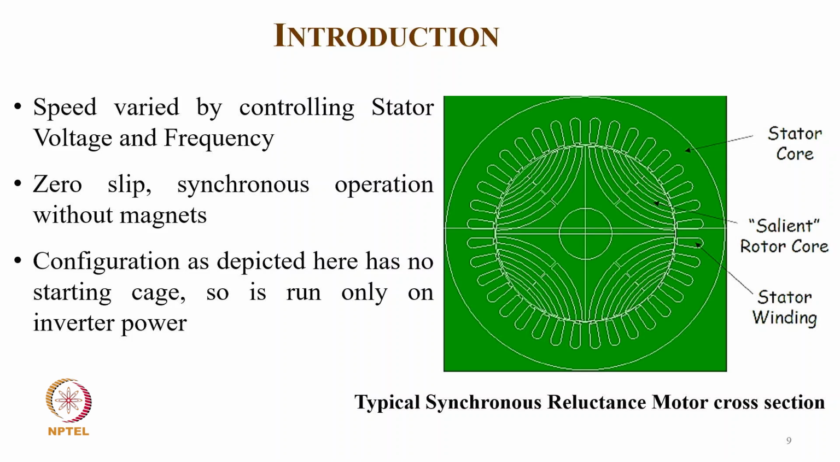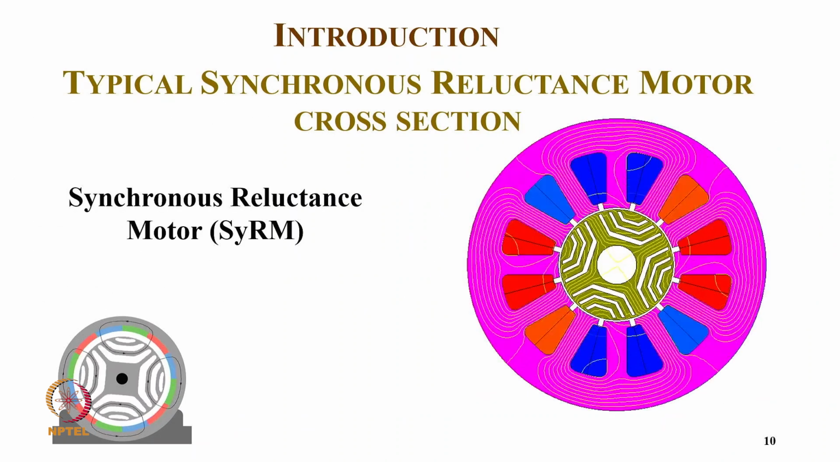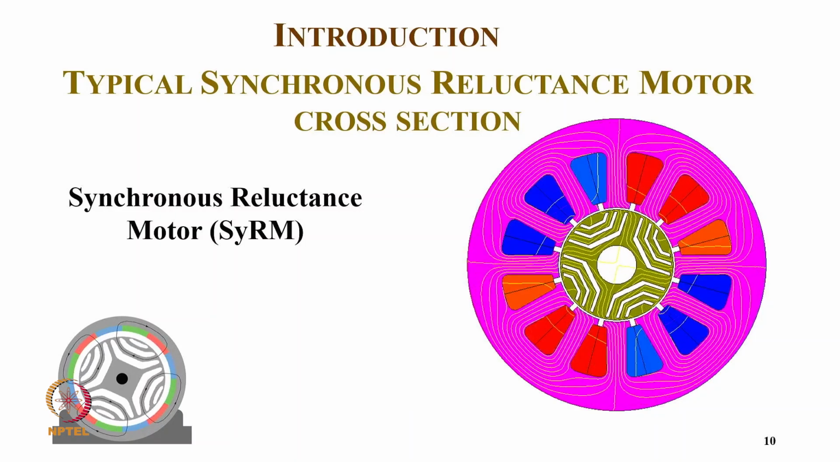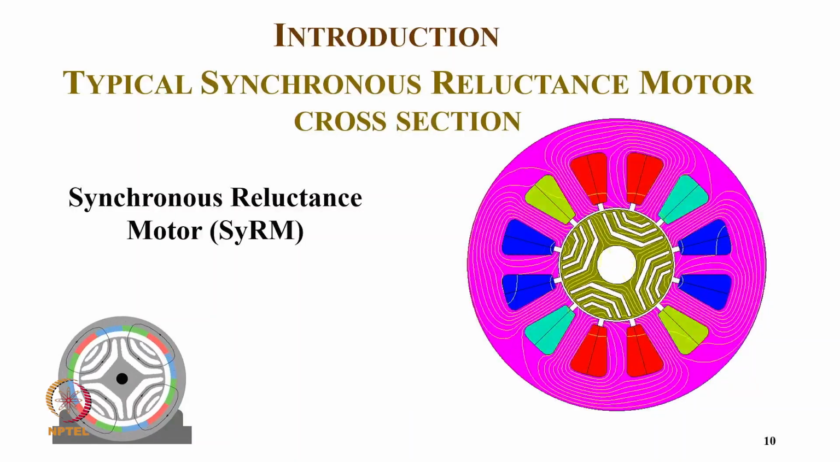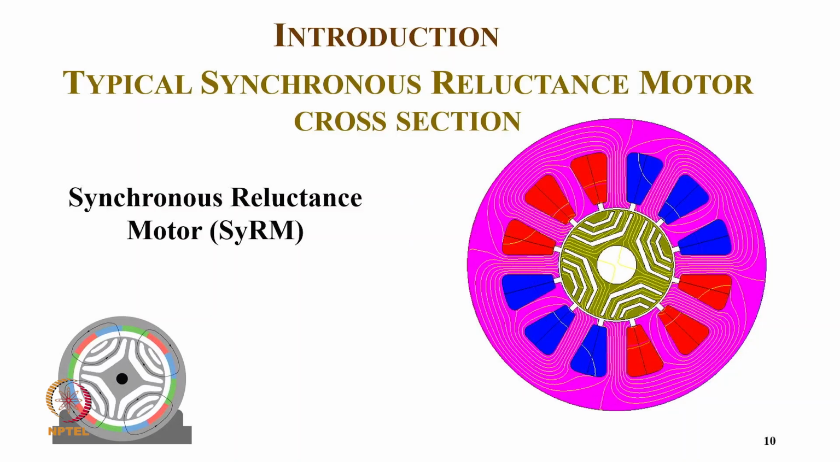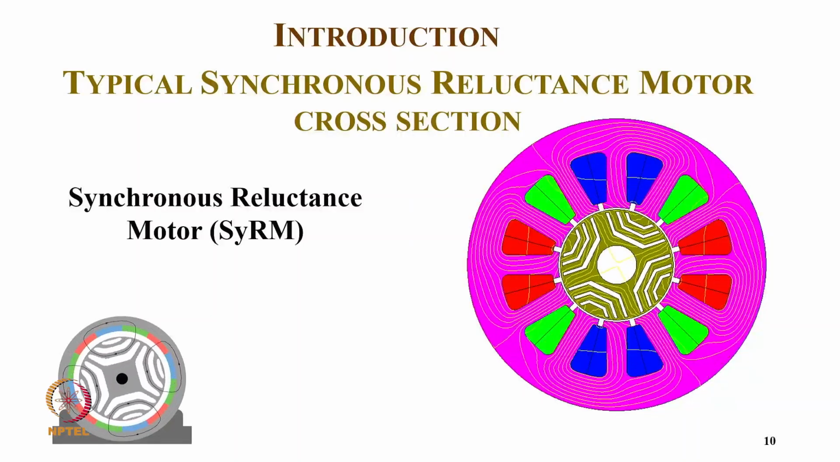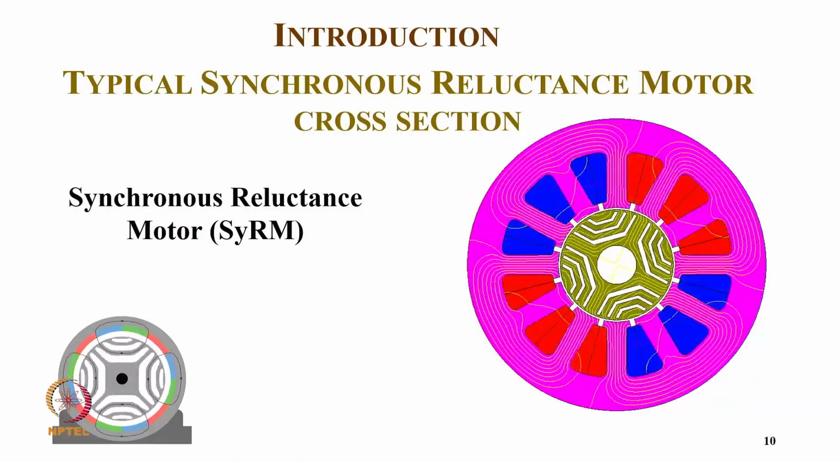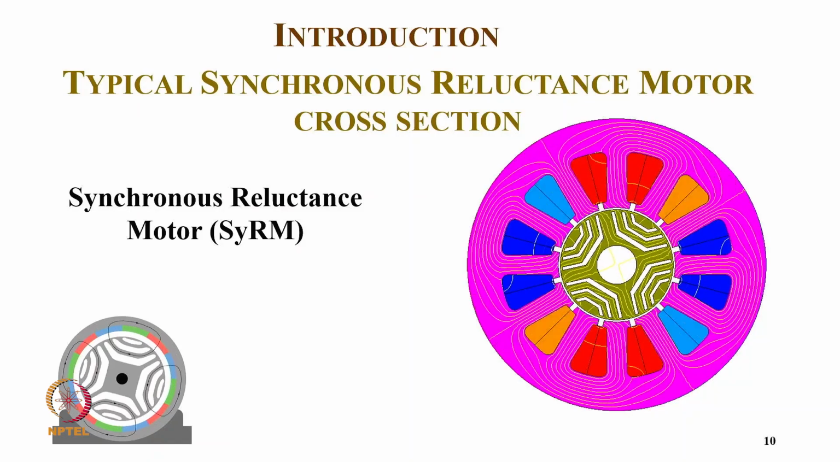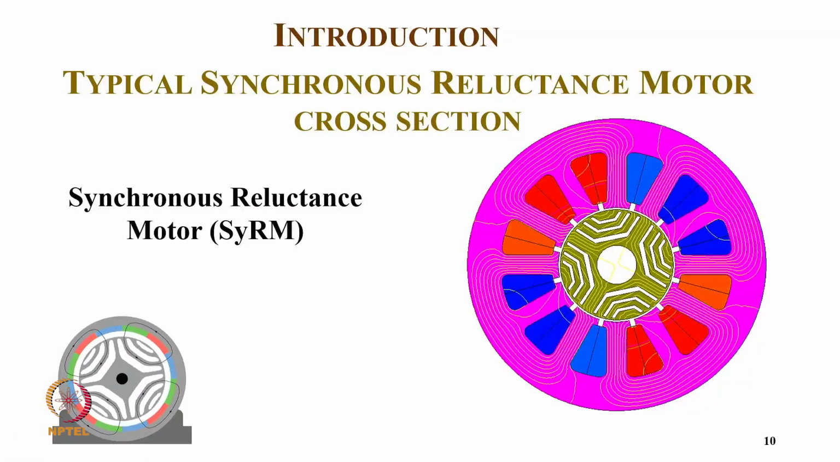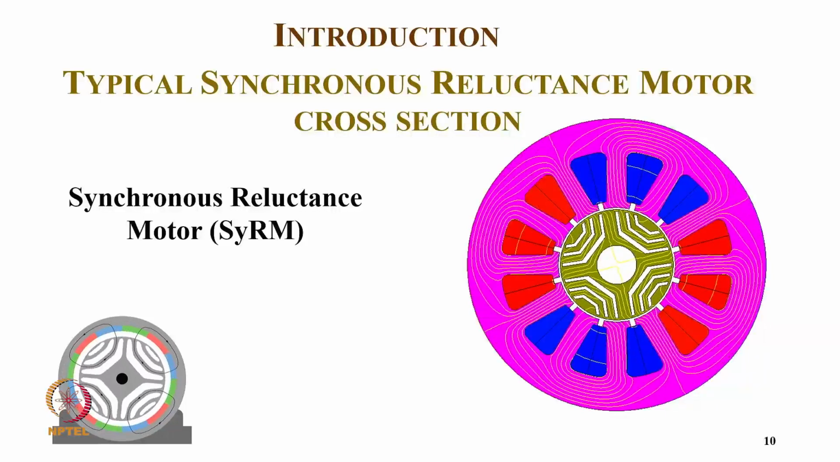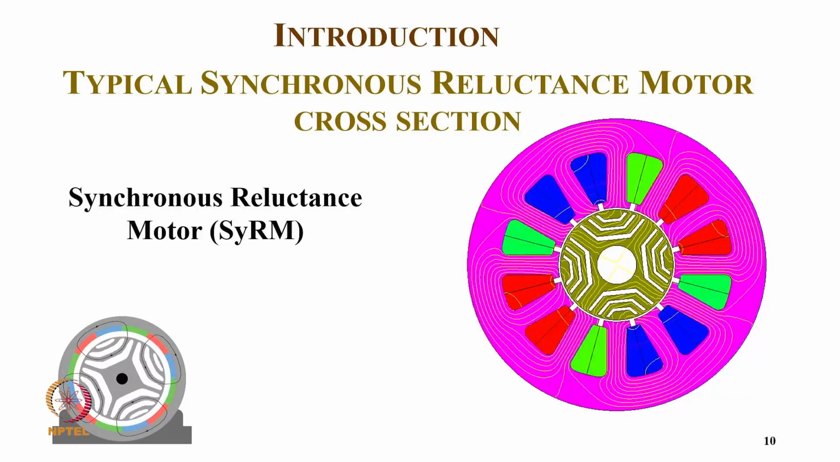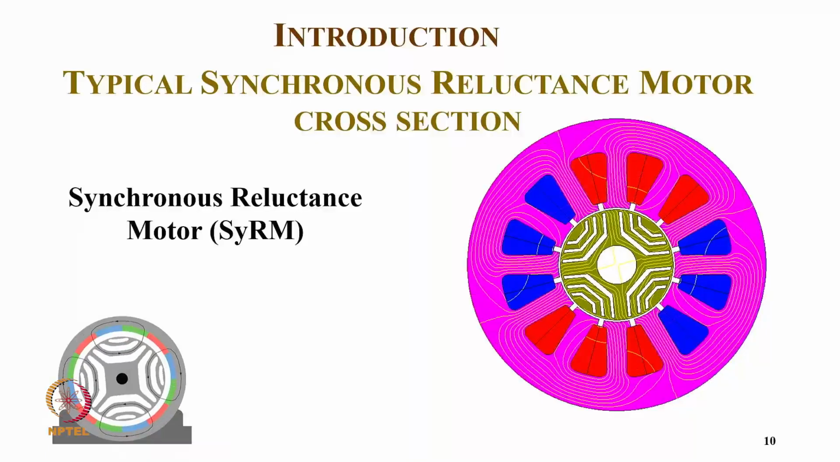And of course you can see the different parts: the salient pole rotor, the stator core, the stator winding, and a typical reluctance motor cross-section. You can see a couple of animations of a typical synchronous reluctance motor running, with the cross-section, on the left side as well as the right side. When you excite the three-phase winding from the stator side, the rotor gets locked at synchronous speed, and the rotor speed is decided by the number of poles as well as the frequency of excitation.